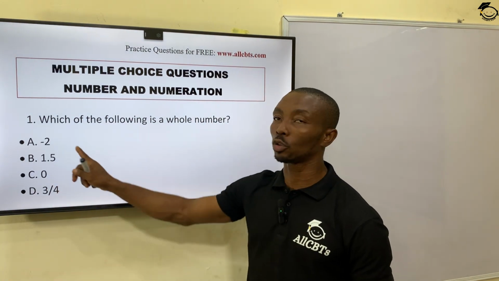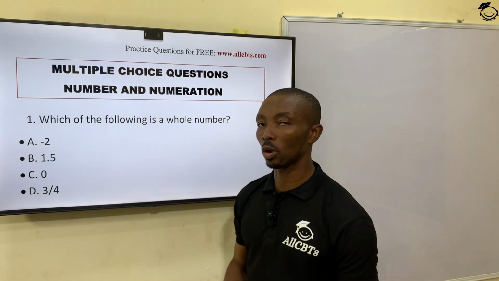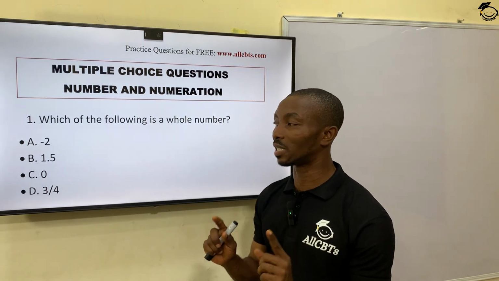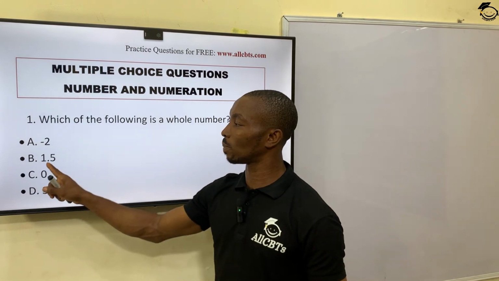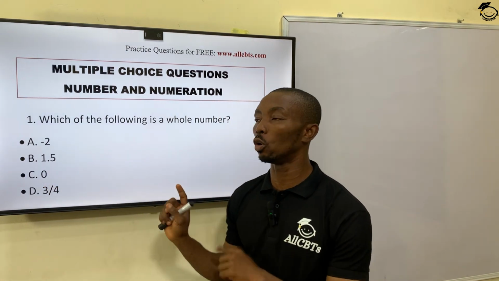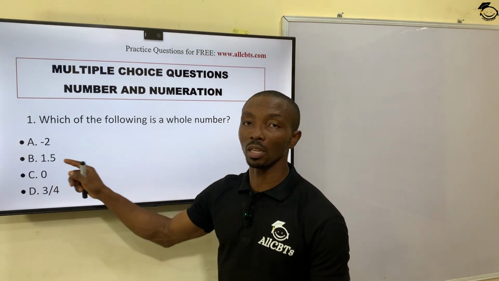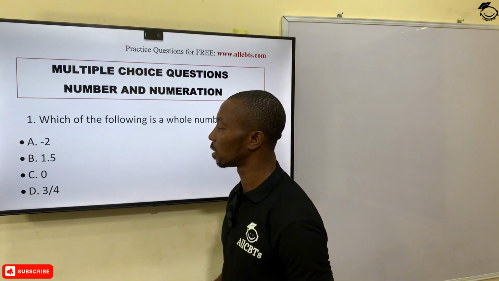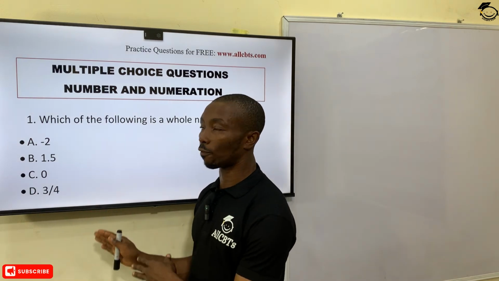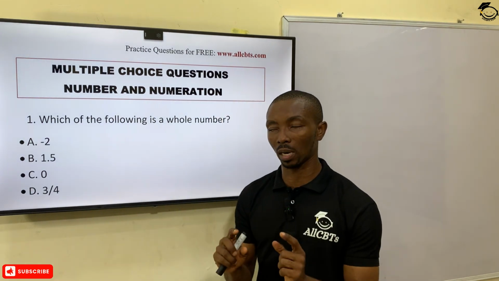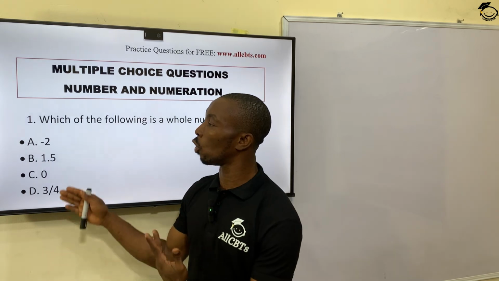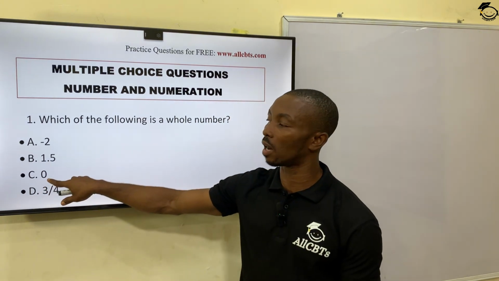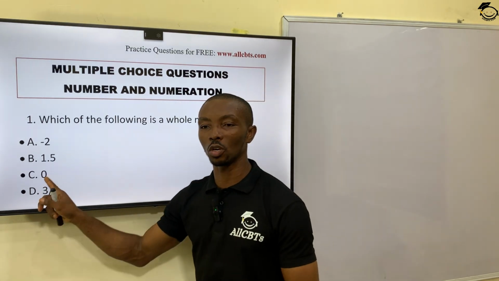Remember that a -2 isn't a whole number. Why? Because our whole numbers are non-negative integers. Decimal 1.5 isn't a whole number because it's in a decimal form. It has a whole number and the fractional aspect. 3/4 is a fraction, and fractions are just part of a whole number. So the only whole number here is 0, which is option C.